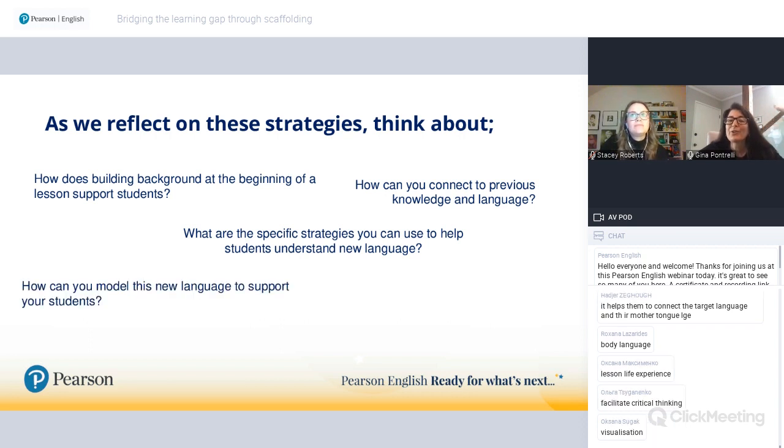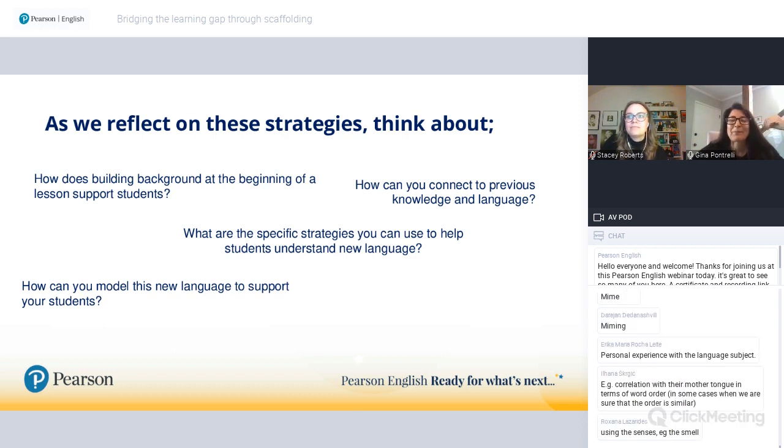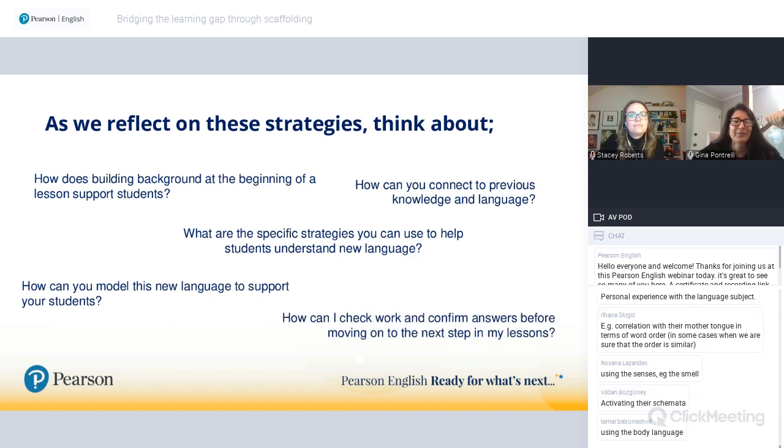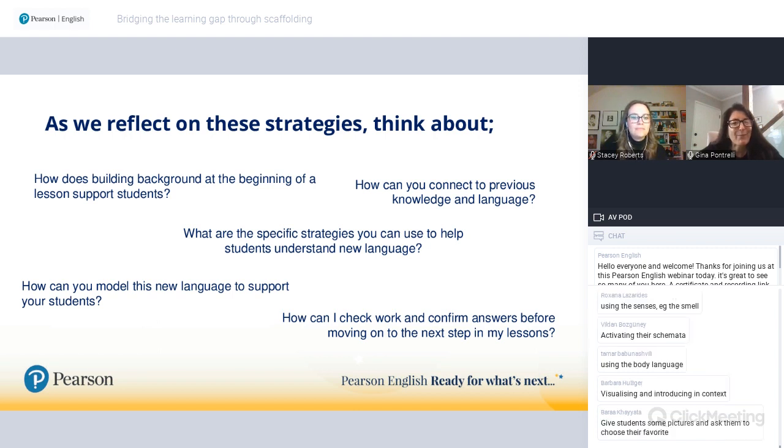How can you model this new language support to your students? Is modeling something that you are all doing in your classrooms, both virtual and face-to-face? And is this something that you perhaps have some tricks and tips for? And how can you check work and confirm answers before moving on to the next step in your lesson? And this is that formative assessment that we've discussed.